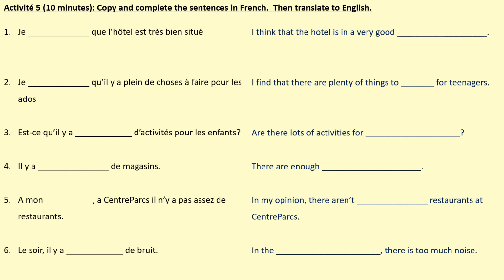Activité 5. Copy and complete the sentences in French and in English. You will notice that you can use the English to help you find the missing word in French, and you can use the French side to help you work out what the missing word is in your English translation. You should write both French and English into your book. You have 10 minutes, so pause the video now.